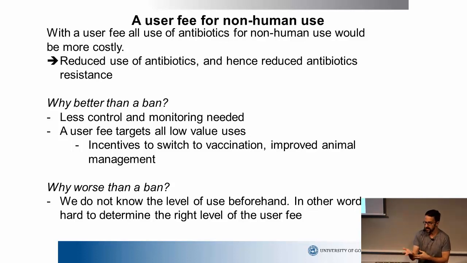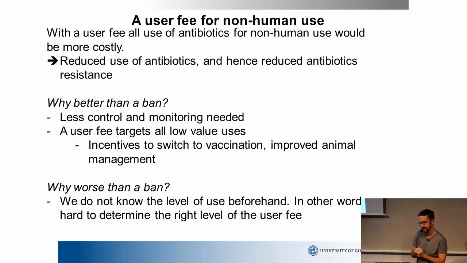Why would this be better than a simple ban? Well, one advantage is that we don't need to control. We can just increase the price of antibiotics, and then it's up to the user of antibiotics to decide, is it worth it or not to use this on my animals? So it's going to be less control. We're also going to leave it to the user of the antibiotics to decide, is this worth it or not?